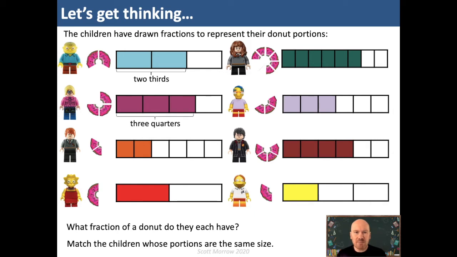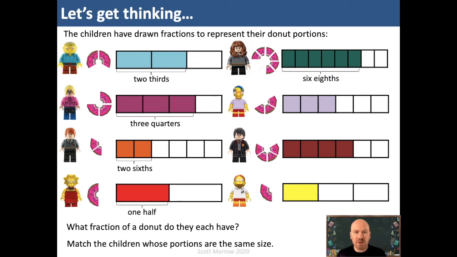Ron's donut has been split into 6 equal parts, so he's got sixths. He's only got 2 of those parts, so we can say that Ron has 2/6 of a donut. Lisa's donut has been split into 2 equal parts, so she's got halves. But she's only got 1 of those parts, so Lisa has got 1/2. Hermione's donut has been split into 8 equal parts, so she's got 8ths. She's only got 6 of those 8 parts, so Hermione has 6/8 of a donut.